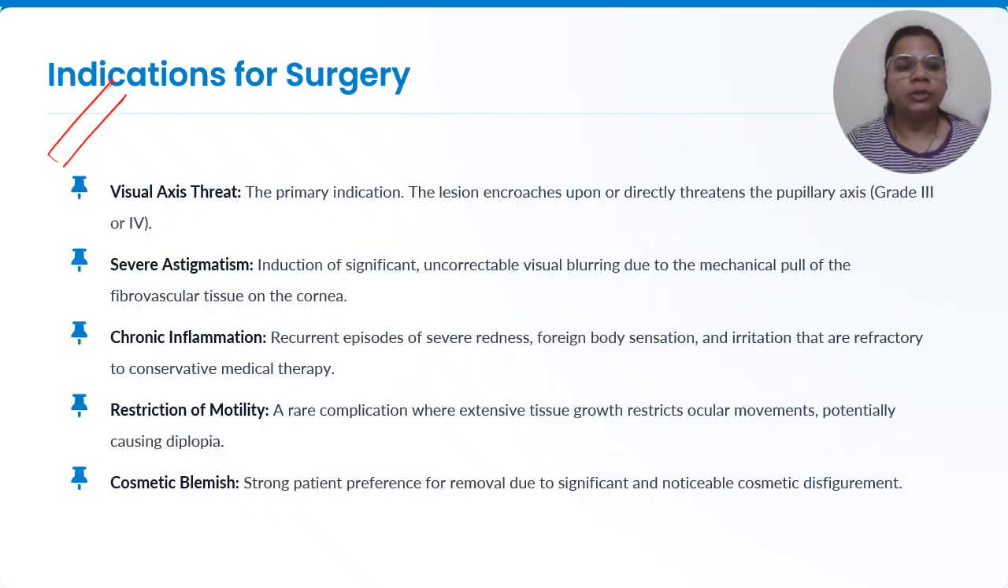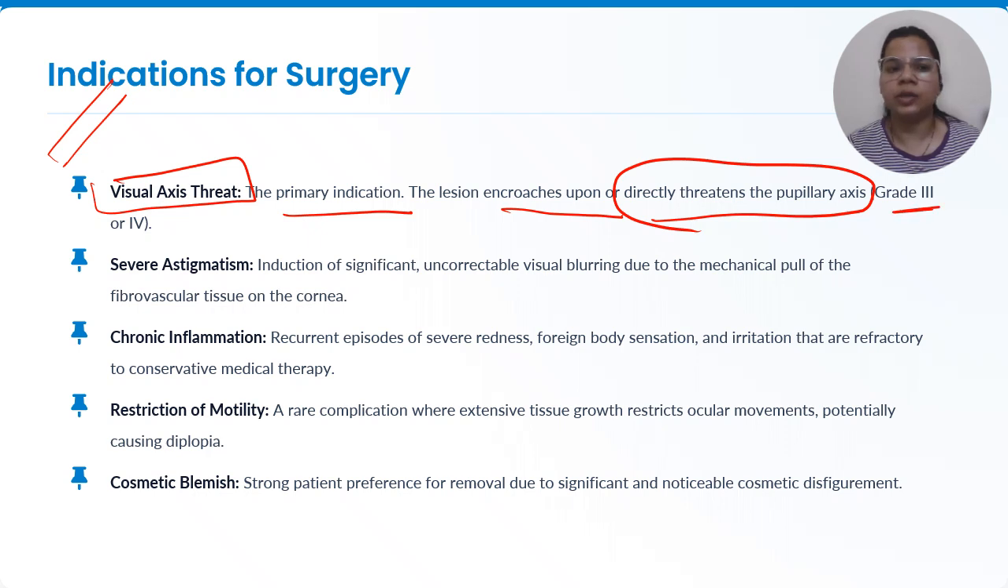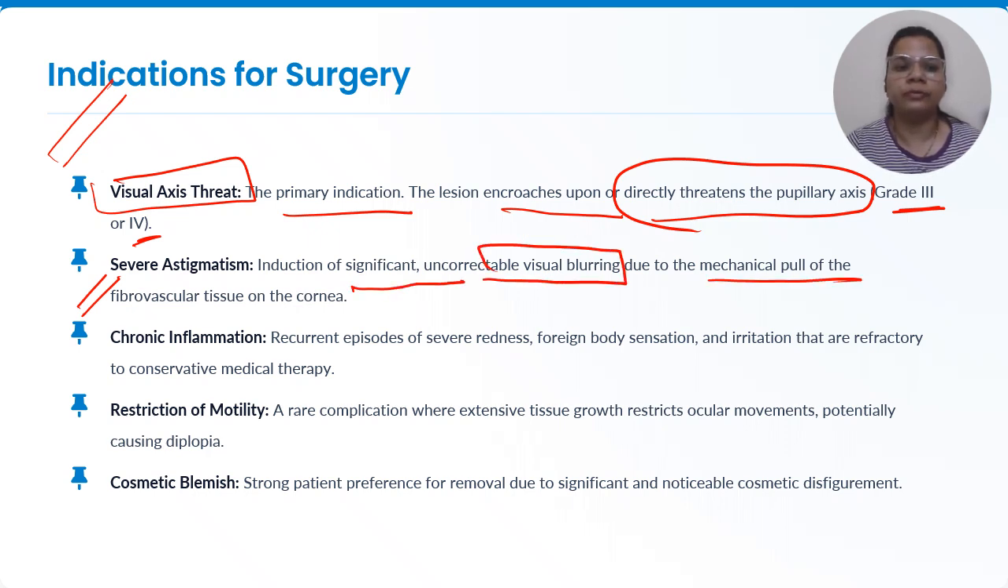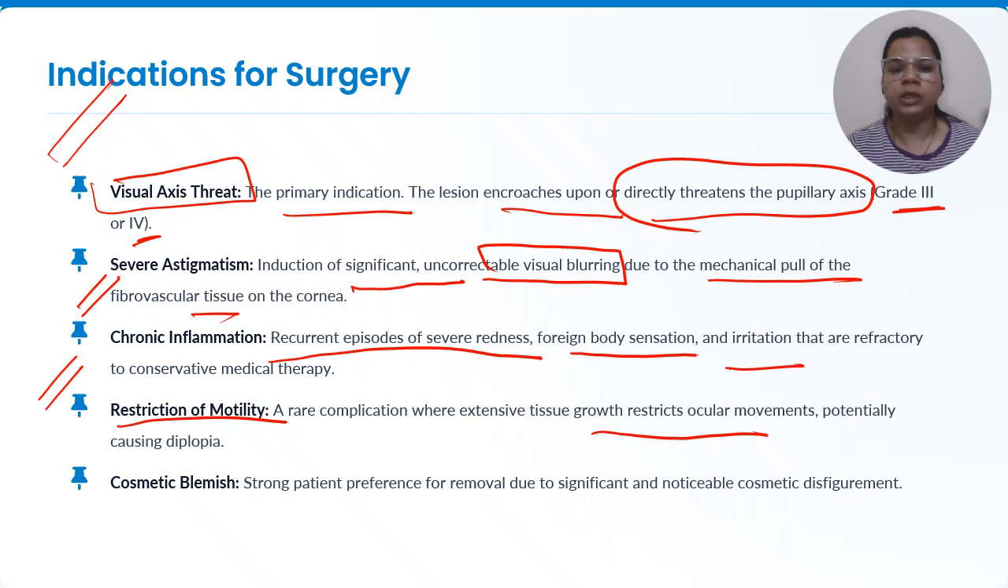What are the indications of surgery? First is visual axis threat, the primary indication, if it encroaches upon or directly threatens the pupillary axis, that is grade 3 or 4. Second, severe astigmatism, that is significant uncorrected visual blurring due to pull of the fibrovascular tissue. Third, chronic inflammation or recurrent episodes of severe redness, foreign body sensation, and irritation. Fourth, restriction of motility, where it restricts ocular movements, causing diplopia. And finally, if it is a cosmetic blemish.